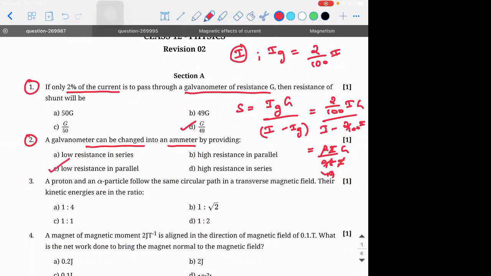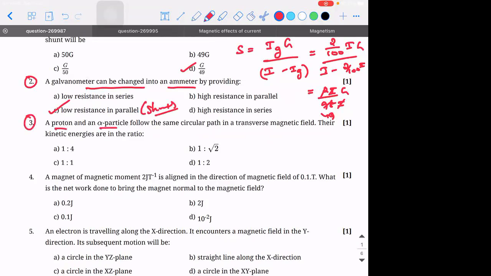Third, you have a proton and an alpha particle which follow the same circular path in a transverse magnetic field. What do you mean by transverse? Perpendicular. So transverse means perpendicular. In a perpendicular magnetic field, their kinetic energies are in the ratio of what?